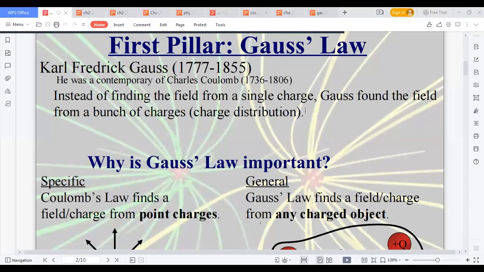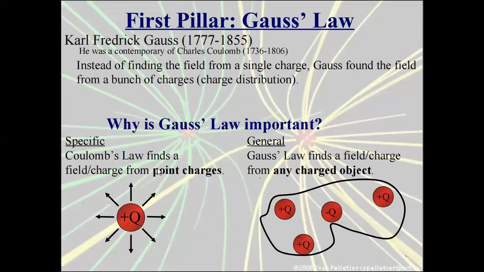Friedrich Gauss, the mathematician and great scientist, was a contemporary of Charles Coulomb. Instead of finding the field from a single charge, Gauss found the field from a bunch of charges. That means there is a similarity with Charles Coulomb's work on a single or point charge, but Gauss's law is for a bunch of charges, a big amount of charges. So why is Gauss's law important?